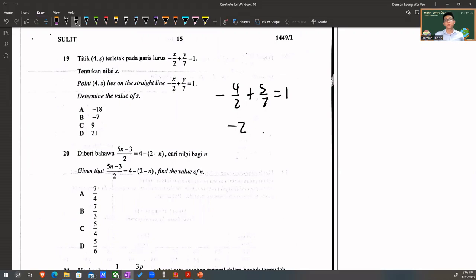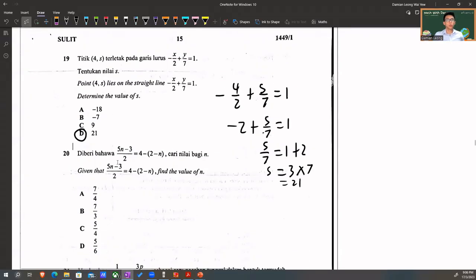So this is -2. Bring over -2, opposite is +2. So 3, bring over the 7, divide 7, opposite times 7. So s is 21. Yeah, answer D.